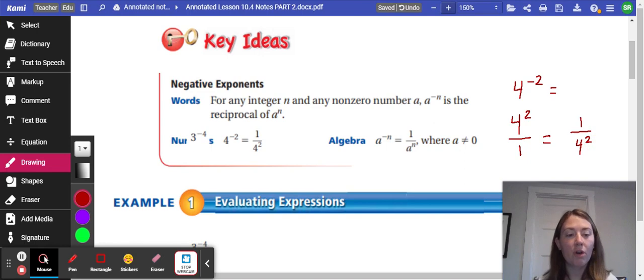We know the word reciprocal from keep, change, flip when we divide fractions, right? So the reciprocal of 4 to the power of negative 2 would be 1 over 4 squared. Let's go through a couple other examples together.